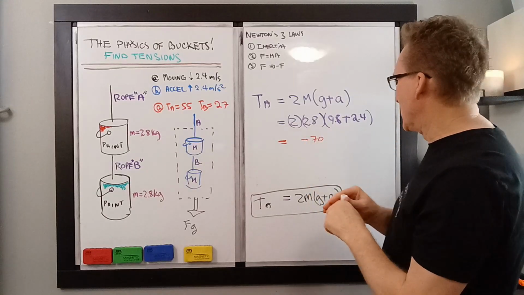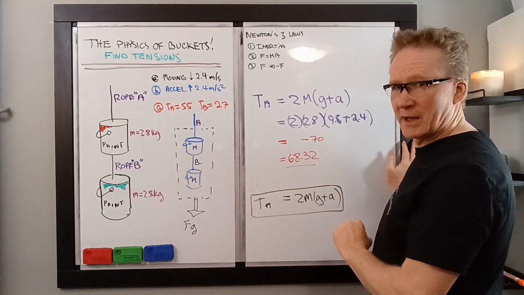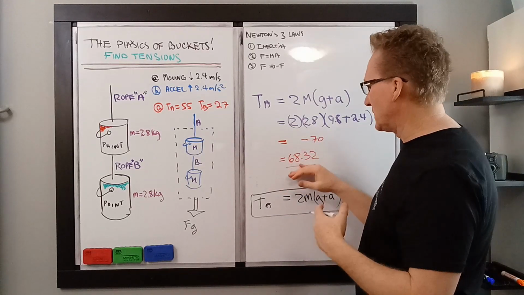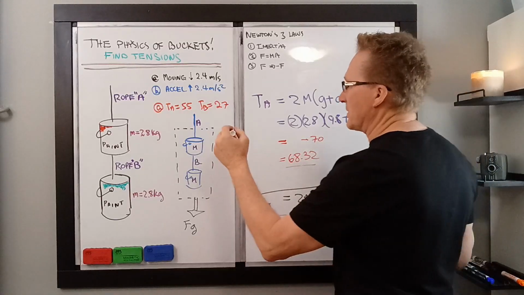Let me look it up and see what number I get. So here the answer I got was 68.32, pretty close to my guess. I always like to guess things because that way if you make a stupid mistake with your calculator, you're going to have one more way to catch your mistake. So 68.32, let me write this in here.